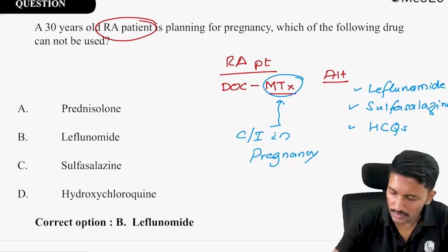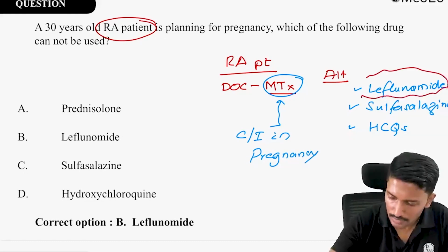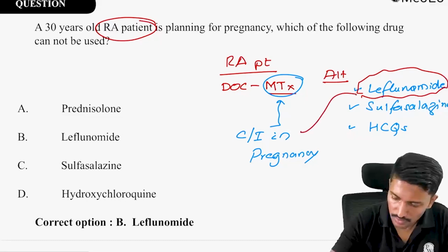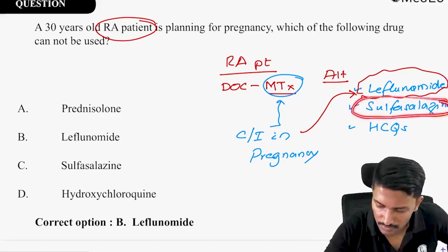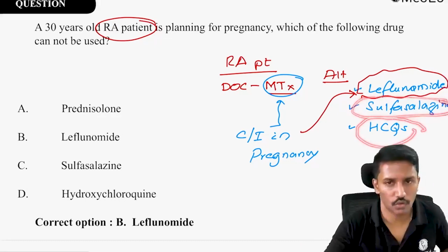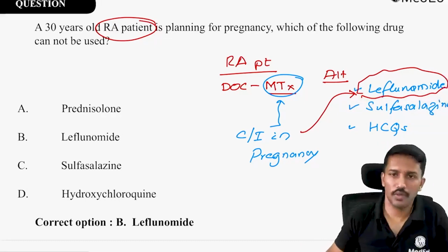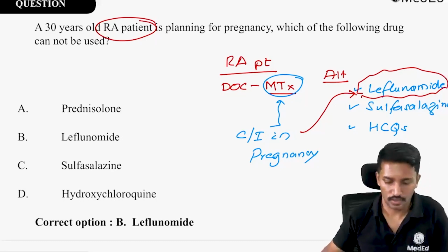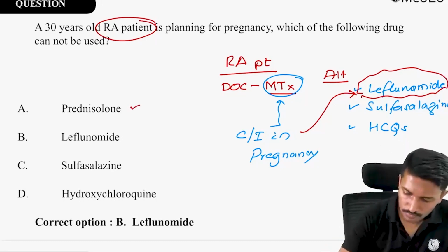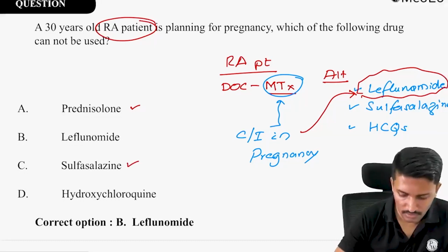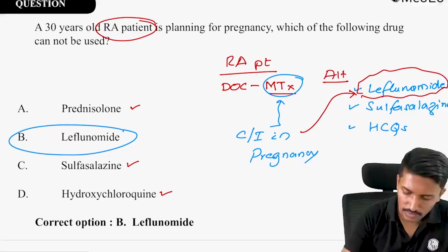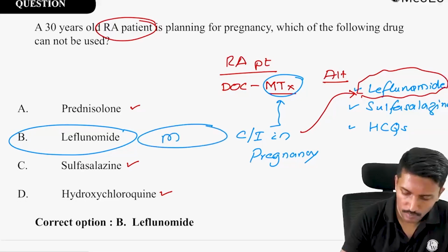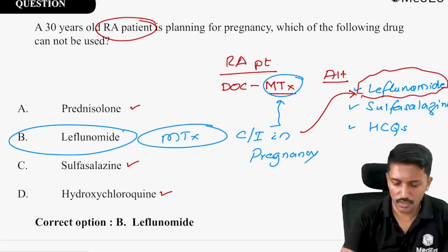Now, among the other drugs, even leflunomide is contraindicated in pregnancy. So what am I left with as first line agents? I am left with sulfasalazine and hydroxychloroquine. Steroids can anyway be used in a patient with pregnancy, so I can use prednisolone, sulfasalazine, hydroxychloroquine, but I cannot use leflunomide, and also I cannot use methotrexate. So please be aware of this.